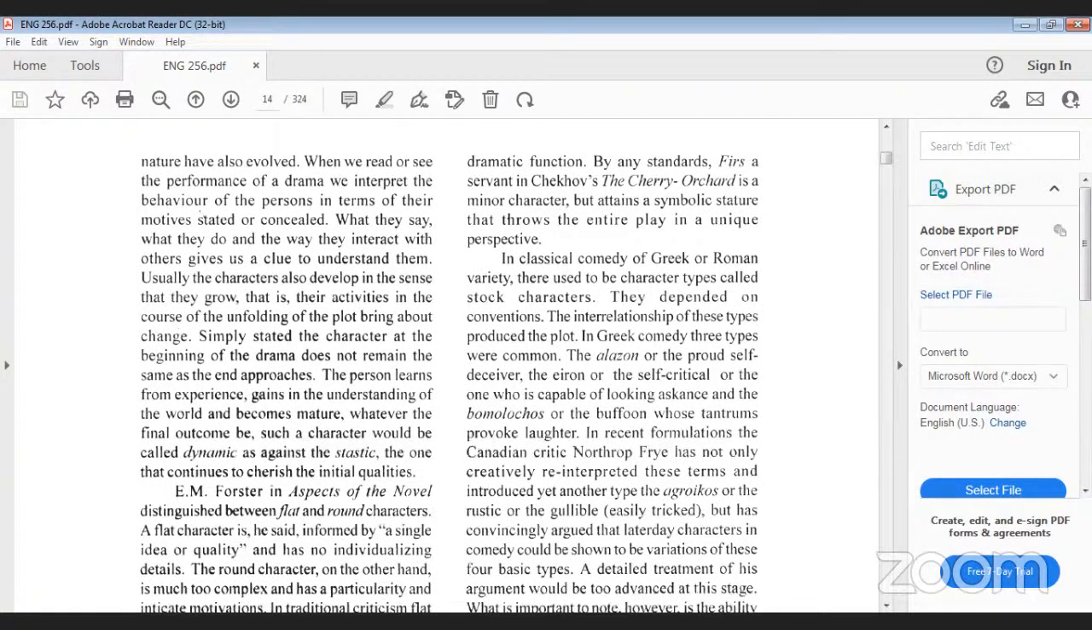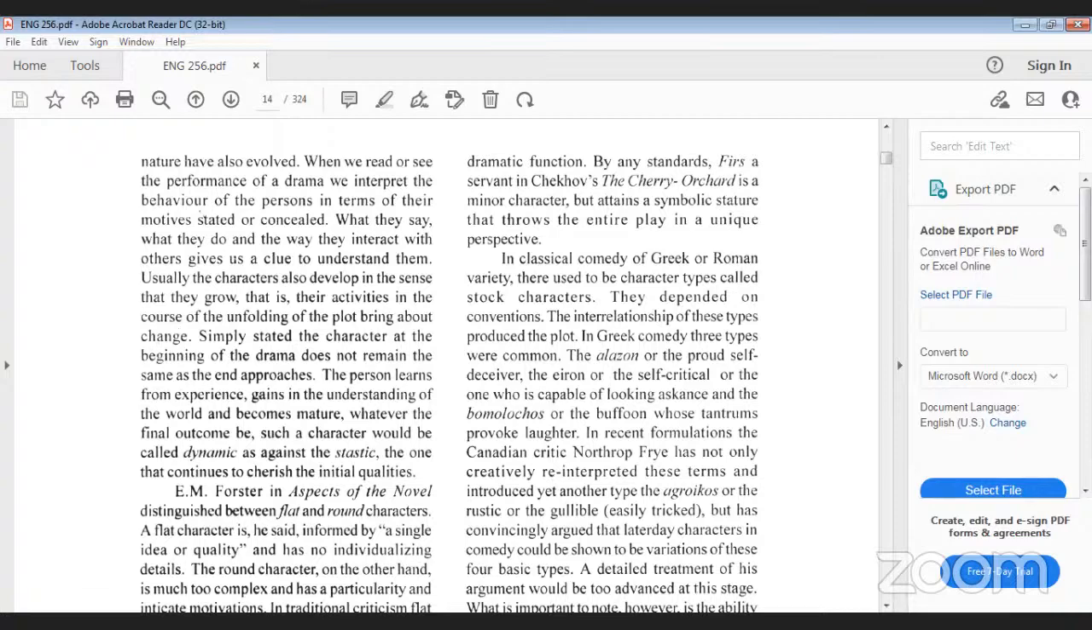A person becomes wise through experience, gains in the understanding of the world and becomes mature. Whatever the final outcome be, such a character would be called dynamic, as against the static, the one that continues to cherish the initial qualities.